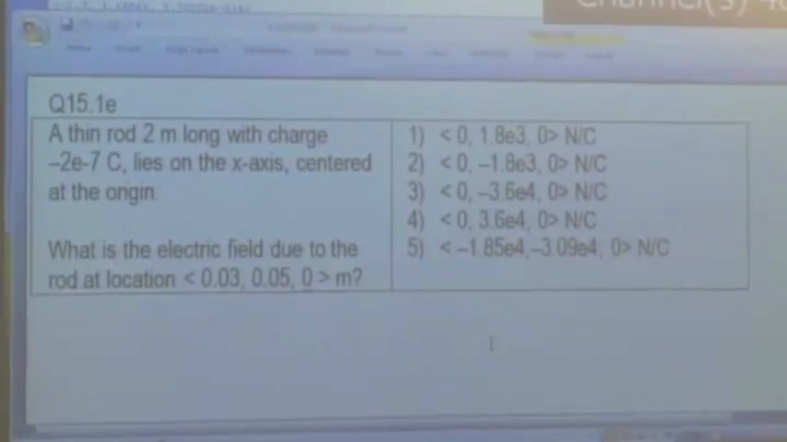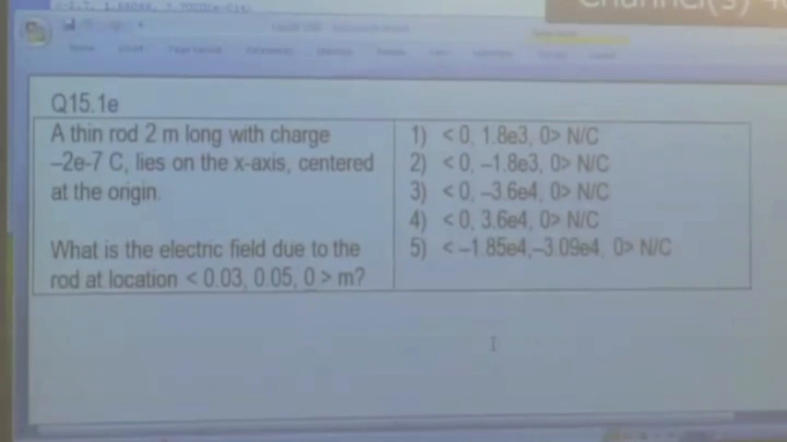So we have a thin rod, 2 meters long, with a charge of negative 2 times 10 to the minus 7 coulombs, lying on the x-axis centered at the origin. What is the electric field as a vector due to the rod at location 0.03, 0.050 meters?